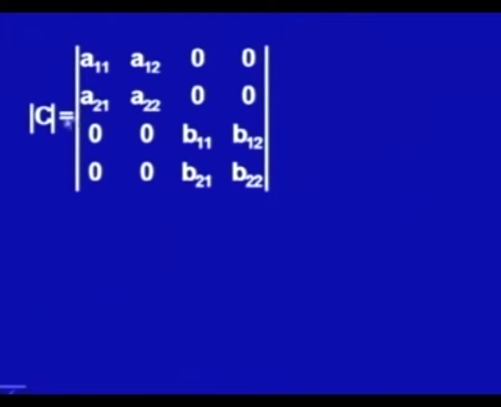This I will show for the C matrix, which is the determinant of A11, A12, 0, 0, A21, A22, 0, 0, 0, 0, B11, B12, 0, 0, B21, B22. Now, the determinant of this can be easily calculated. What I can do is expand it about the first column. So it will be A11 multiplied by its cofactor plus A21 multiplied by its cofactor. The zero terms will not contribute. That is the advantage of having zeros in a particular row or column.